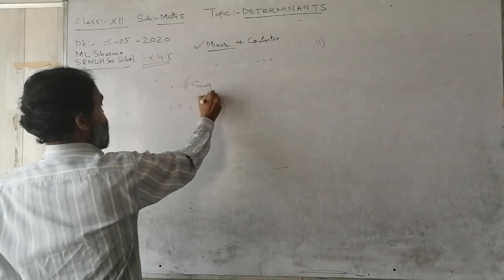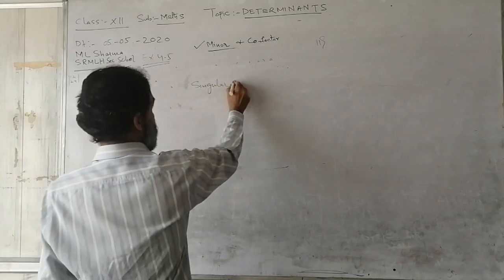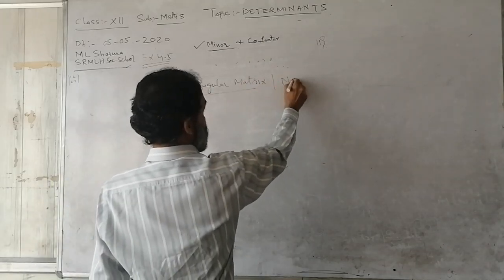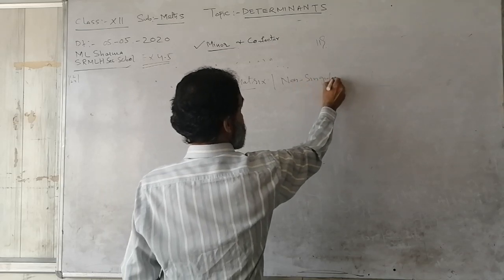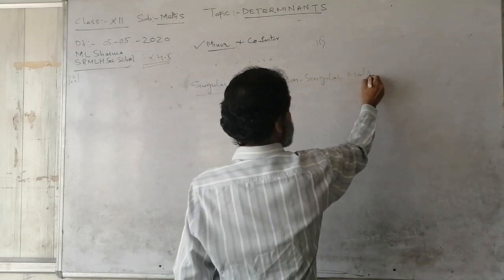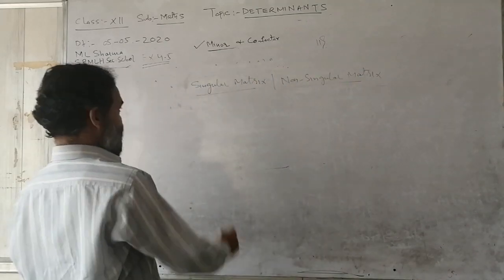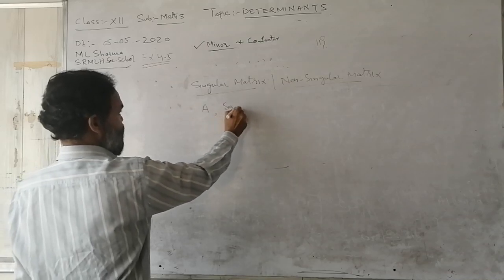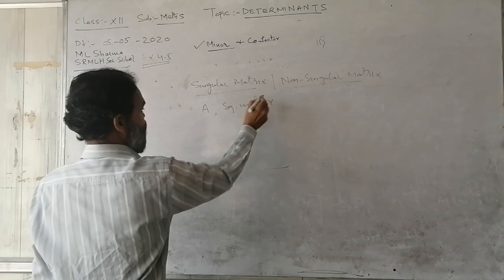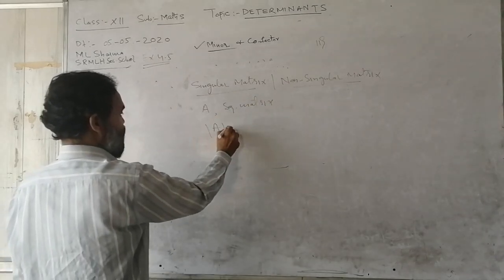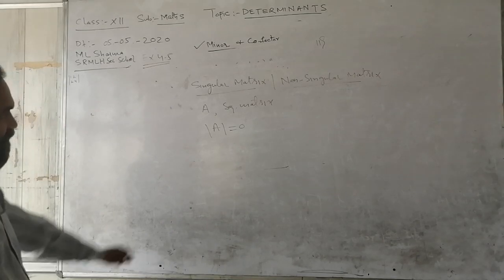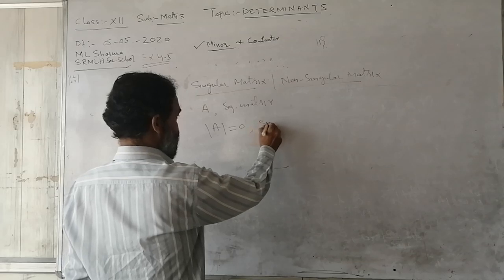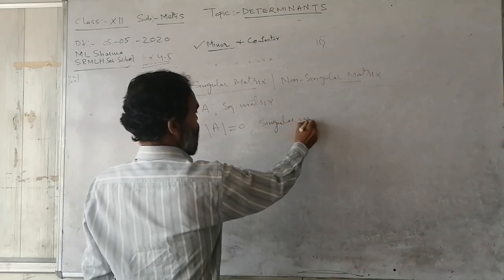Next is the singular matrix and non-singular matrix. If I have a matrix A, it is a square matrix, and if its determinant equals 0, we say it is a singular matrix.